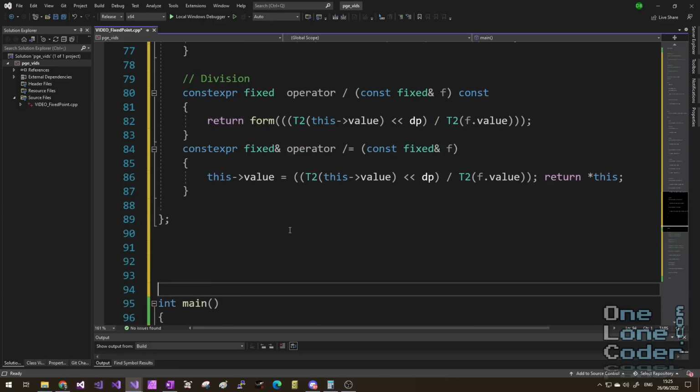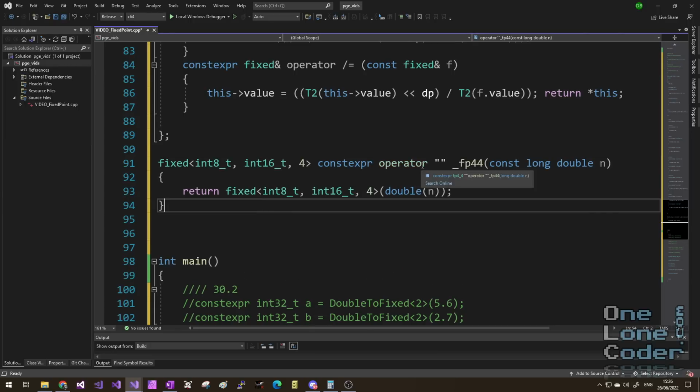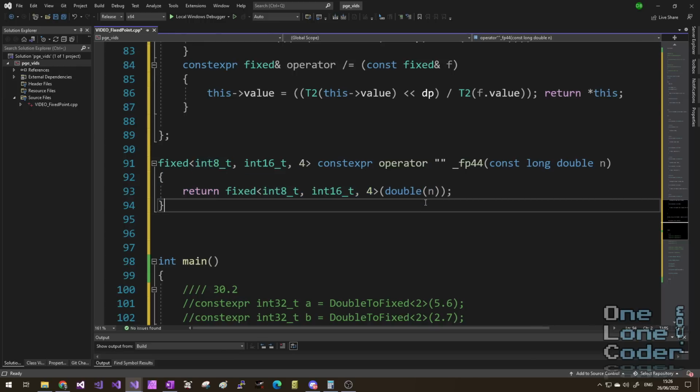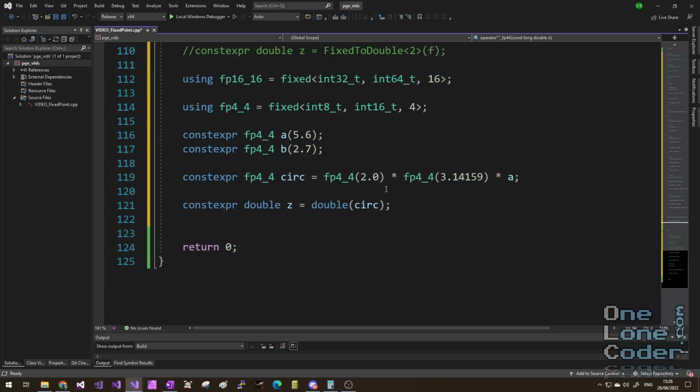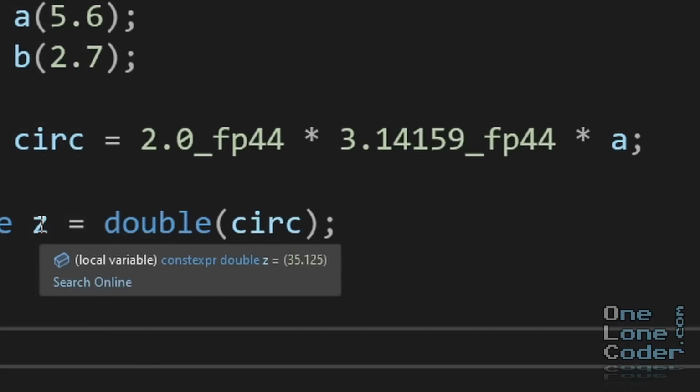And we can use one of the newer features in C++ where we can create our own literal suffixes by overriding the operator. In this case, it's a string literal operator, and we'll create one called _fp44. And all this does is take in a double as the argument and creates a fixed point number to our 4.4 specification. And it means we can get rid of this, and we can just simply go 2.0 fp44 and 3.149 fp44. I really dislike that. But the compiler is more than happy to go ahead and calculate the result for me.